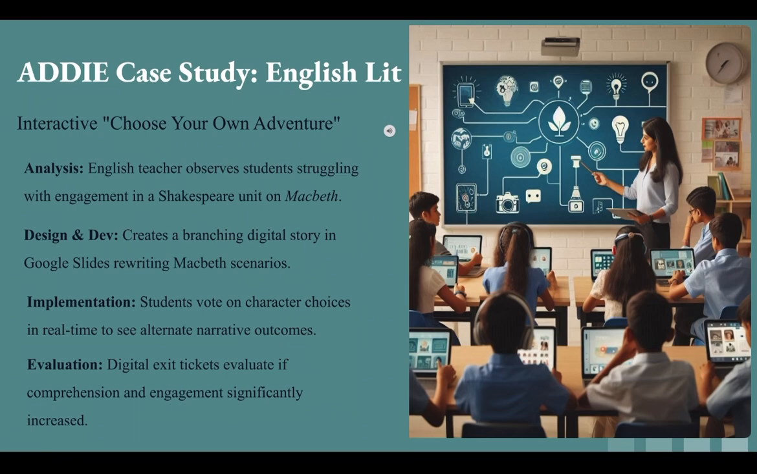Let's look at an English literature classroom. During analysis, the teacher notices students struggle with Shakespeare's Macbeth. In design and development, rather than assigning a standard essay, the teacher creates a branching, choose-your-own-adventure digital story. During implementation, active learning takes place. Students vote in real time on key character choices, witnessing how alternate decisions alter the play's trajectory. Finally, in evaluation, a digital exit ticket assesses whether students' comprehension improved compared to traditional reading.